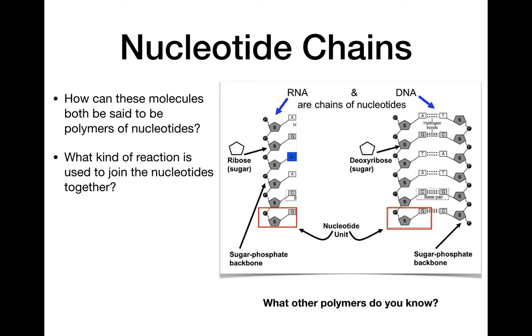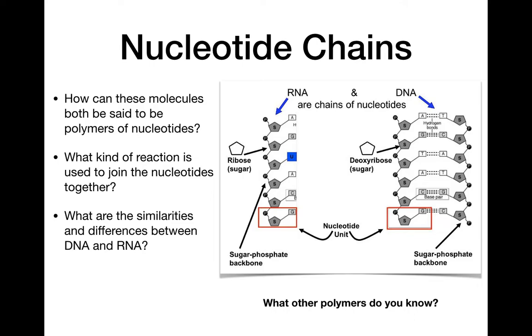Now, who remembers our reactions from topic 2 earlier? What kind of reaction do we use to join nucleotides together? Anybody? So it's going to be a condensation reaction. We're going to be producing water as we bond them together. This is an anabolic reaction, bringing them together.